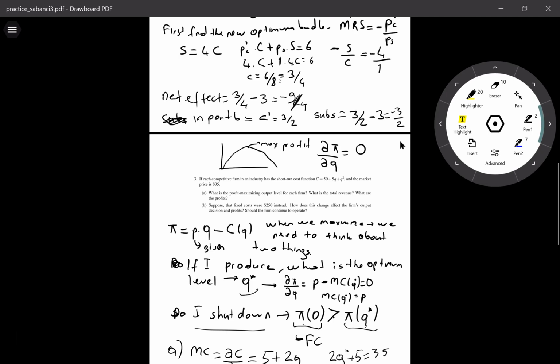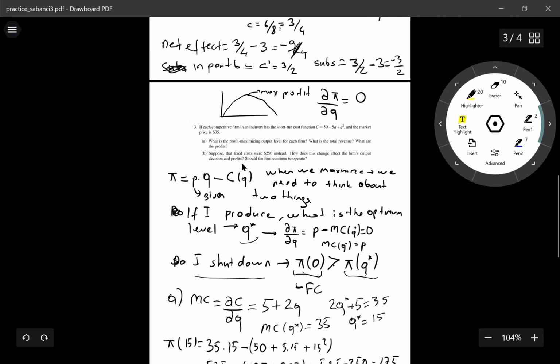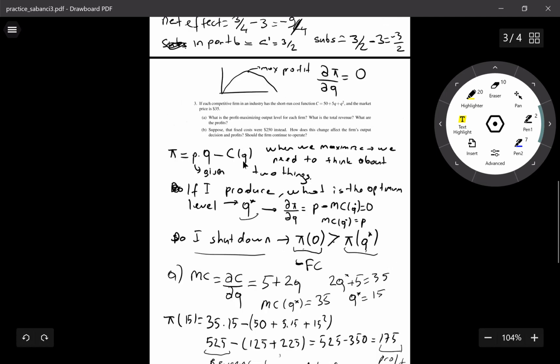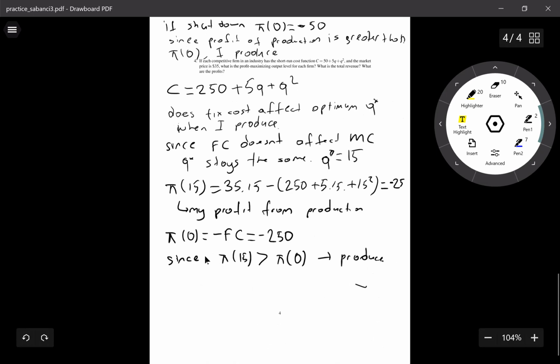In the last part of the question, part B, it will operate or it will shut down. I don't understand that. Can you repeat? It operates. So how do we decide on that? Whenever we have this kind of shutdown decision, we always compare. The profit from shutdown is pi 0, which will always be equal to minus fixed cost. Since my profit from production, which is minus 25, is greater than minus 250, I will produce.